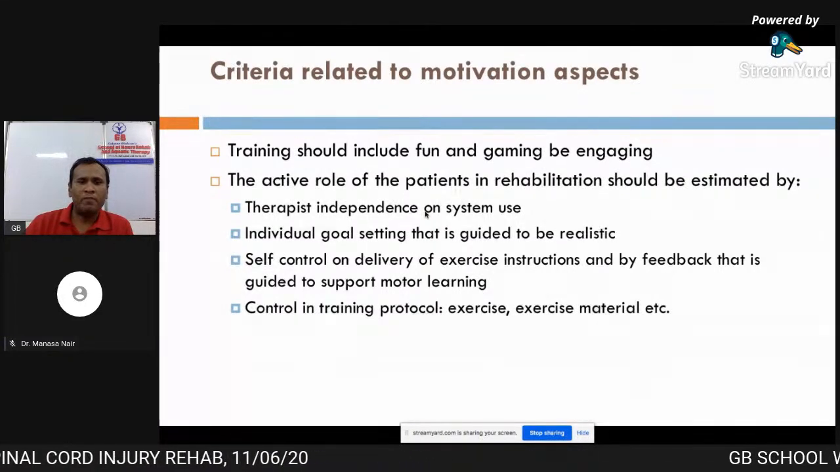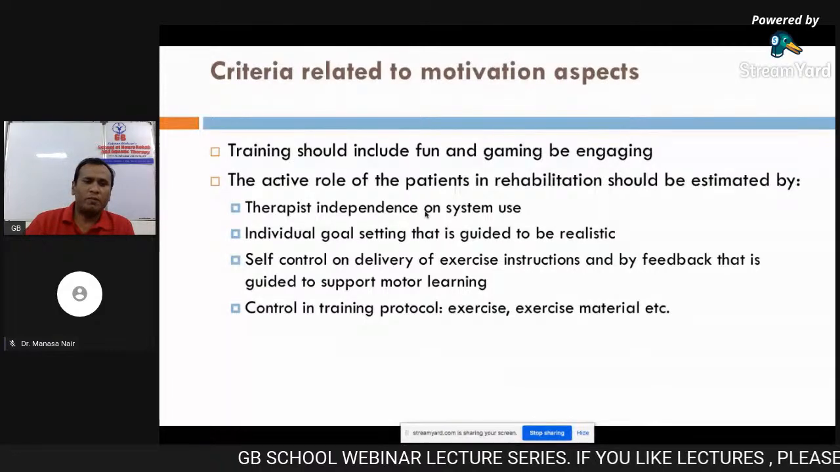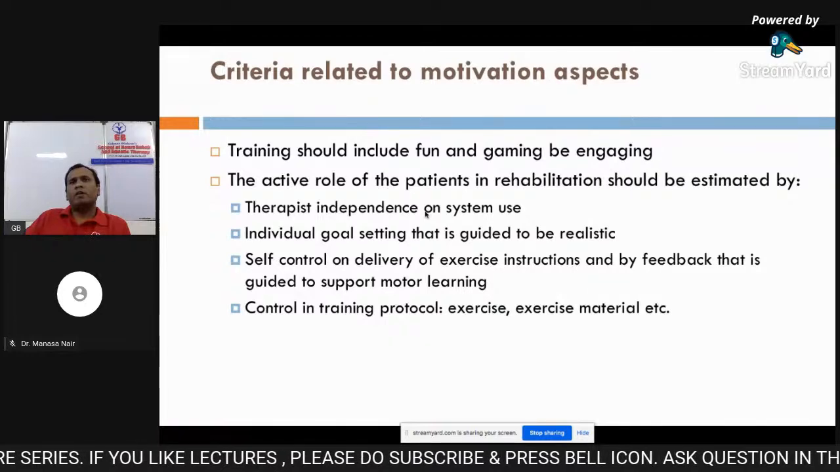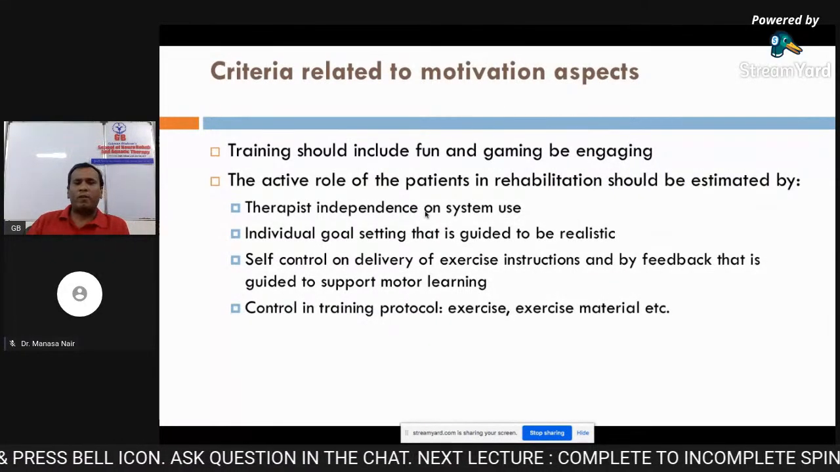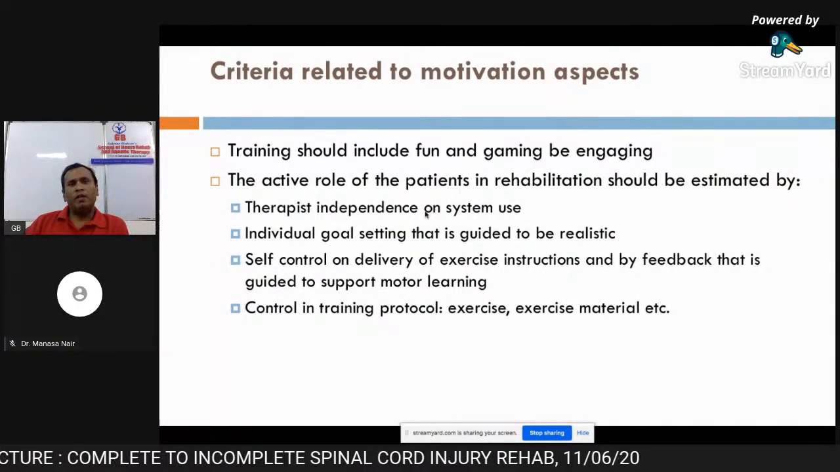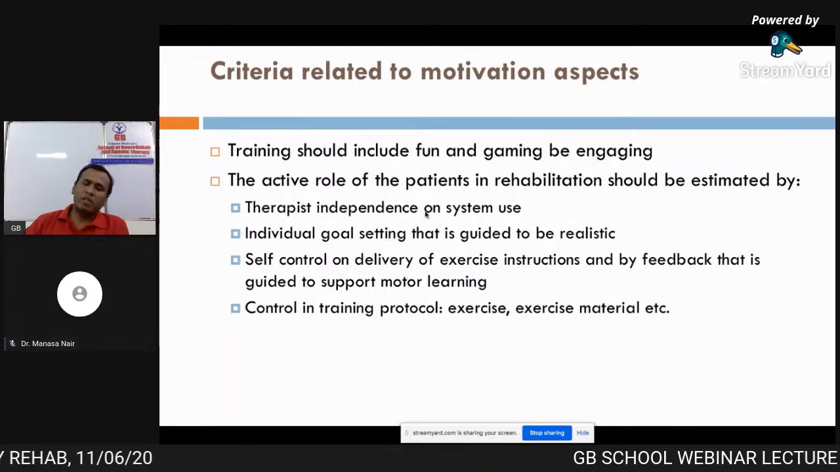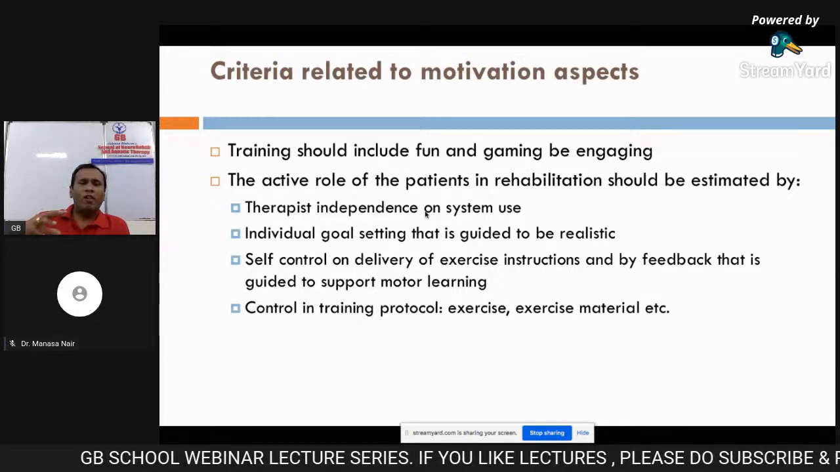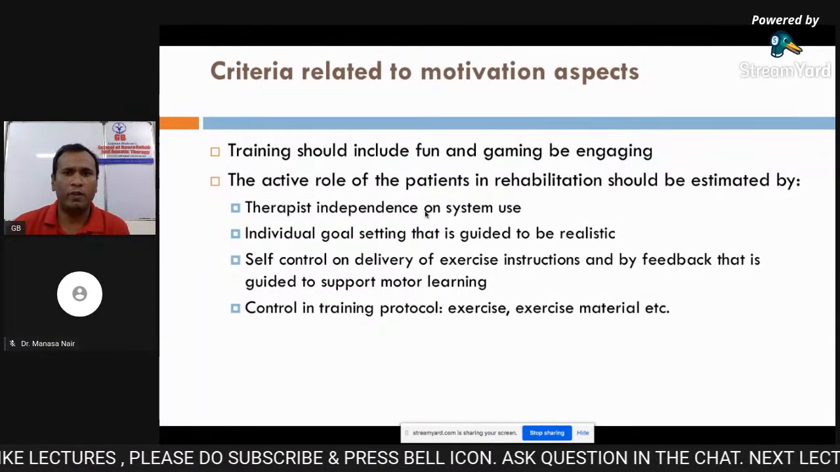Control in the training protocol has to be based on the exercise and exercise material. So whenever you are designing an exercise, the control parameter should be how you are designing the exercise, what the material is, or what the setup is. By just changing the setup of the exercise, can you change a little bit the level of the exercise or its engagement? Can you make it more or less challenging? All these points have to be taken into account when you are trying to design the program.